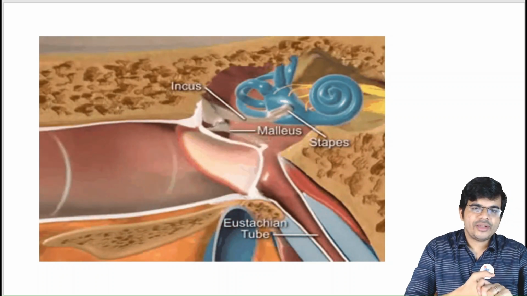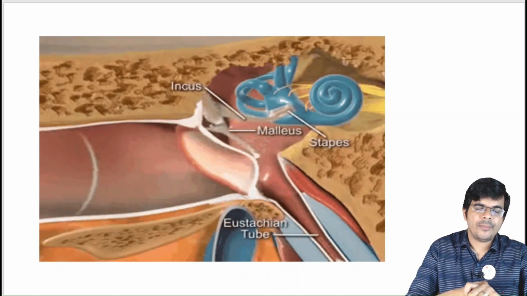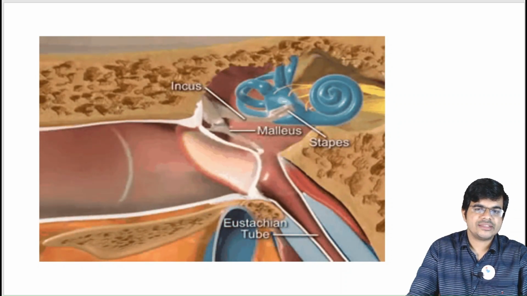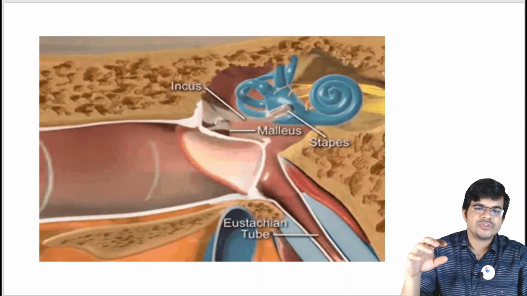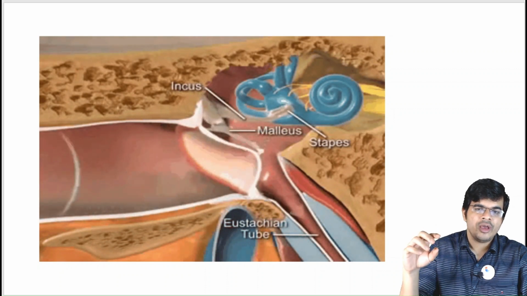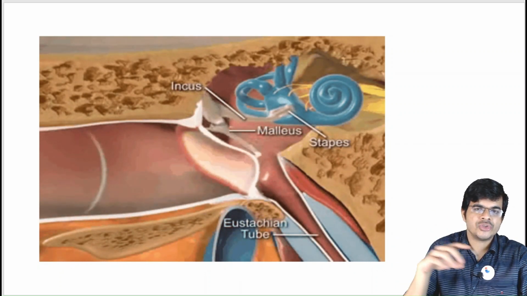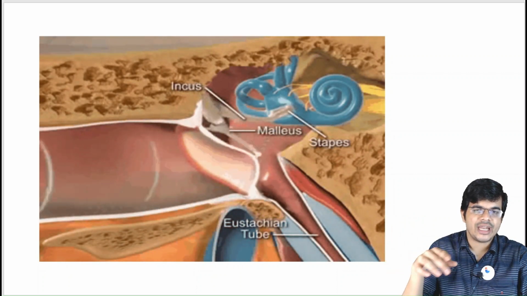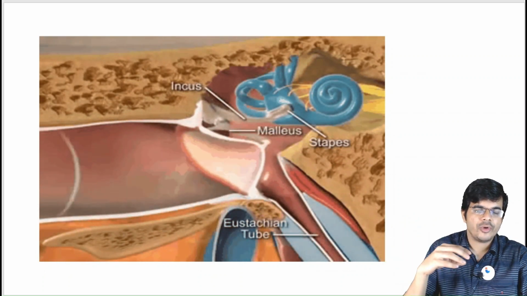Okay, when the ear ossicles vibrate, what happens? When the ear ossicles vibrate, the sound waves go into the oval window, and from there it goes through the scala vestibuli and comes out through the scala tympani through the round window.